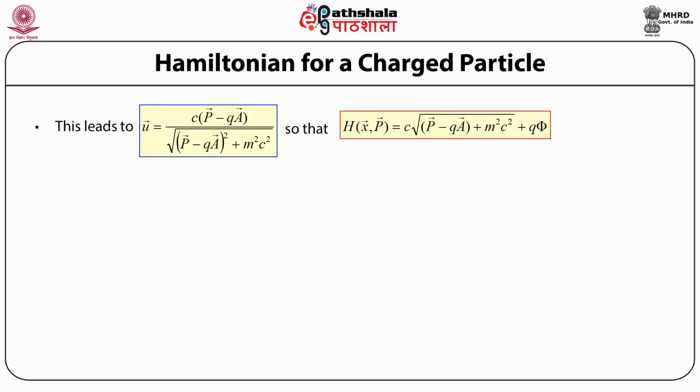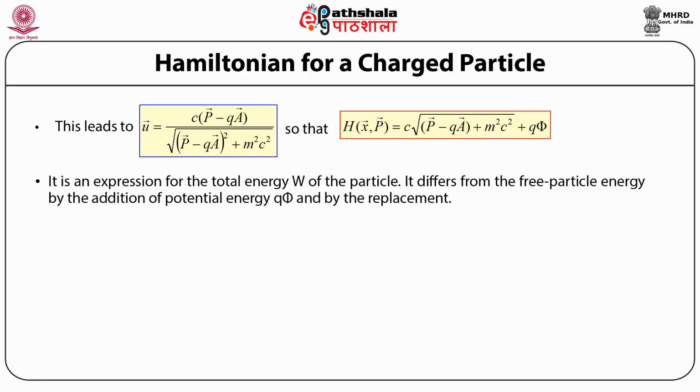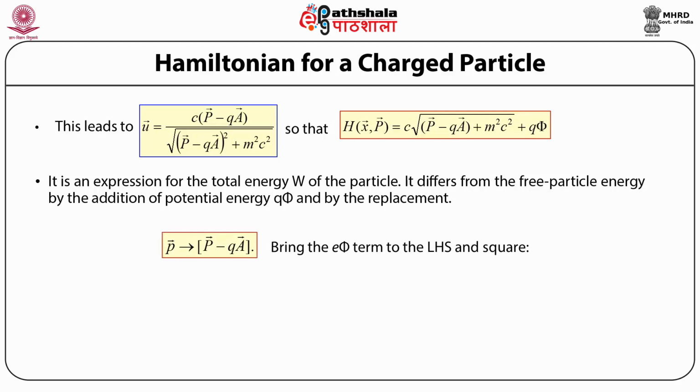This leads to u equals c (P minus qA) divided by the square root of (P minus qA) whole squared plus m squared c squared, so that H(x,P) equals c times the square root of (P minus qA) squared plus m squared c squared, plus q phi. Now, it is an expression for the total energy W of the particle. It differs from the free particle energy by the addition of potential energy q phi and by the replacement of p by P minus qA. Now bring the q phi term to the left-hand side and do the squaring.